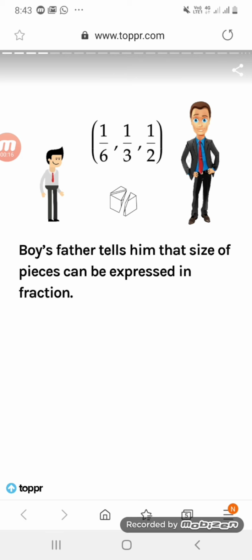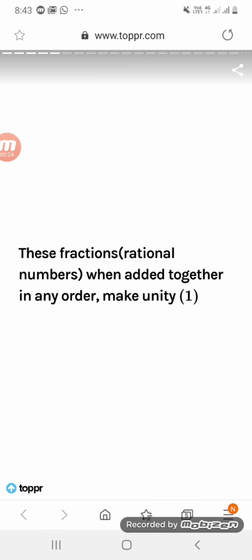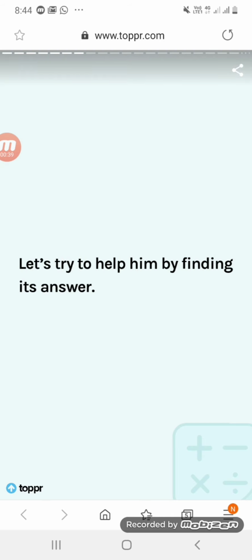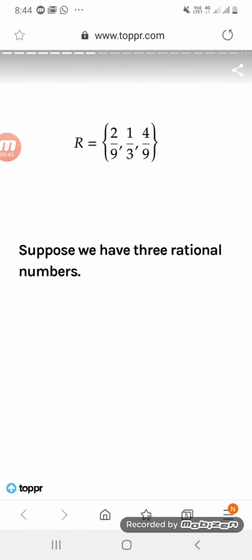The boy's father tells him that the size of the pieces can be expressed in fractions like 1 by 6, 1 by 3, 1 by 2. These fractions, when added together in any order, make unity. Out of curiosity, the boy asked if it is true for subtraction, multiplication, and division too. So let us try to help him by finding the answer.